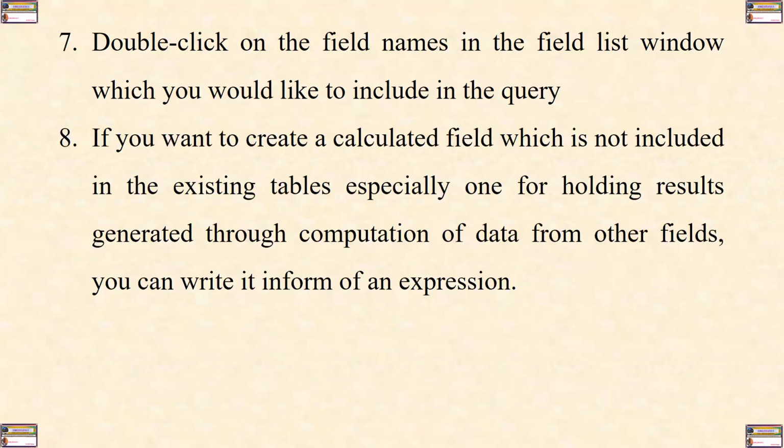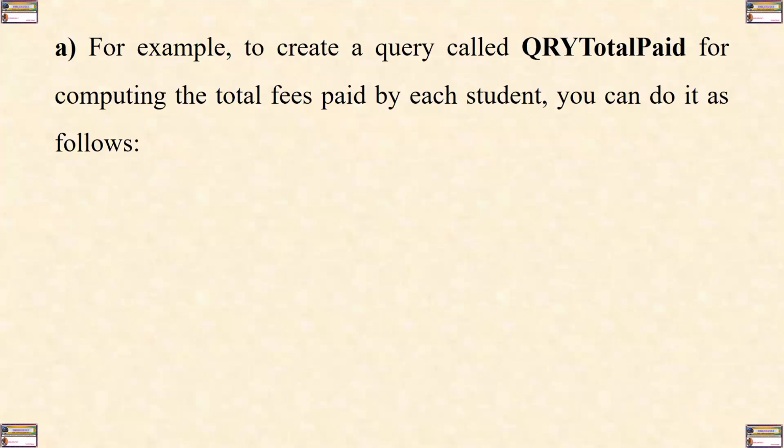If you want to create a calculated field, which is not included in the existing tables, especially one for holding results generated through computation of data from other fields, you can write it in the form of an expression. So how do we write expressions in queries that have been created in Microsoft Access? This is what you do.